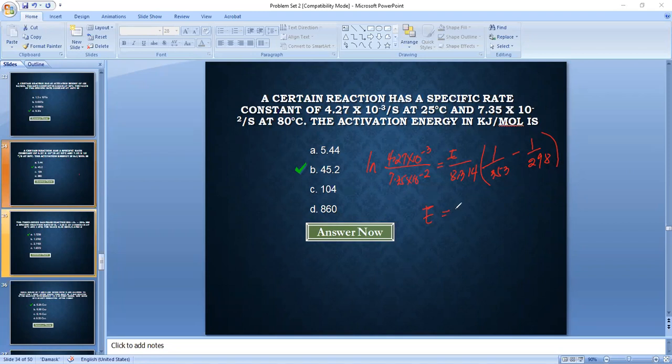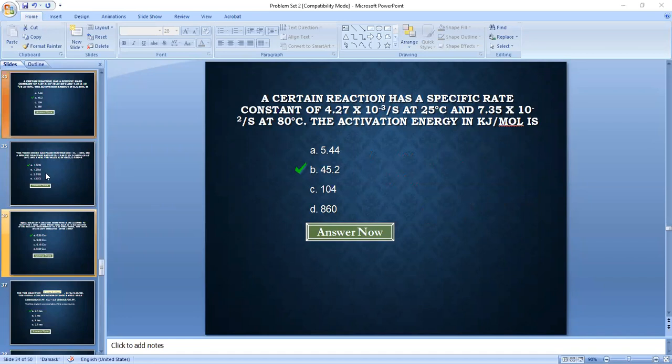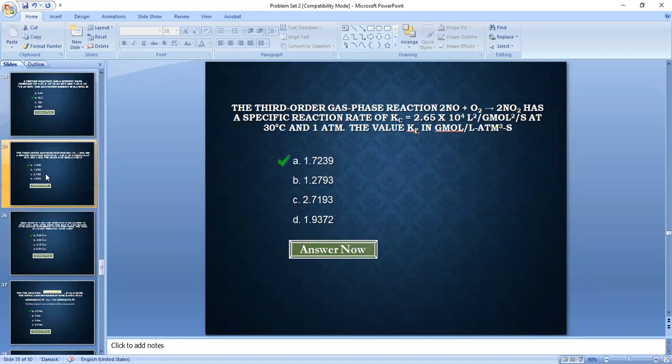The actual answer is 45,250.47. So in kilojoules, it's 45.2 kilojoule per mole. Okay? I am glad that some are with us, solving as well. You may find this very elementary, but you cannot start with the complicated unless you start with this.